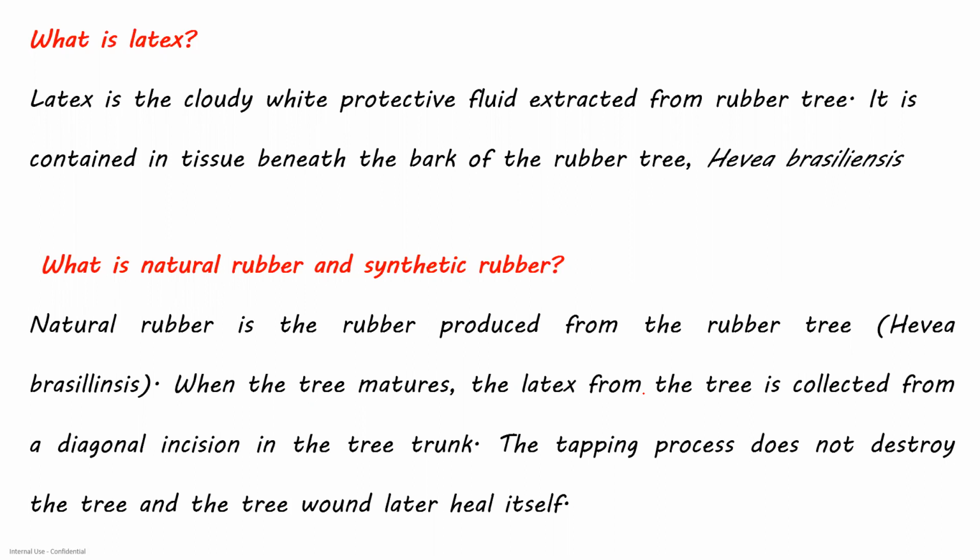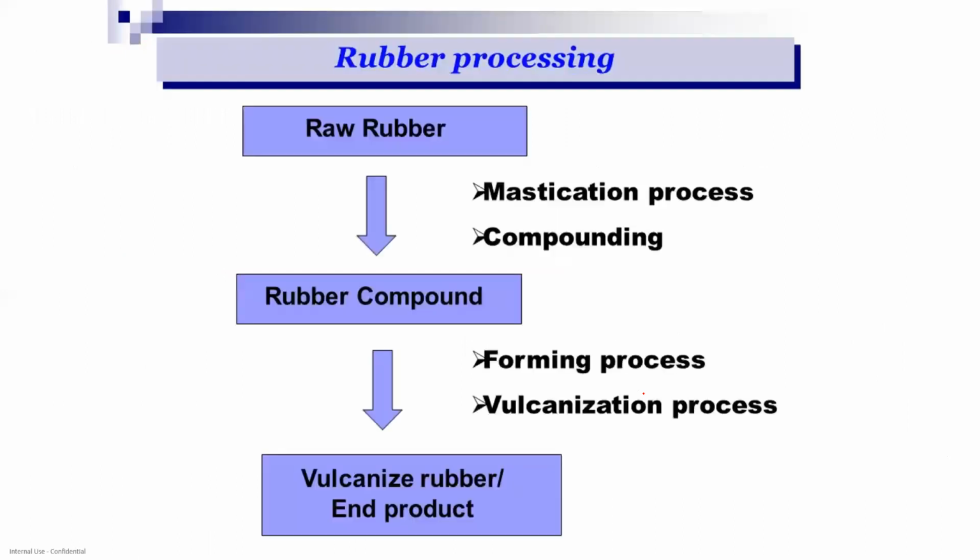What is natural rubber and synthetic rubber? Natural rubber is the rubber produced from the rubber tree, which is Hevea brasiliensis. When the tree is mature, the latex is collected from a diagonal incision in the tree trunk. The tapping process does not destroy the tree, and the tree heals over. Now, you might think, ma'am did not answer what is synthetic rubber. This one question I'm leaving for you. You can give me your answer in the comment section. What is synthetic rubber?